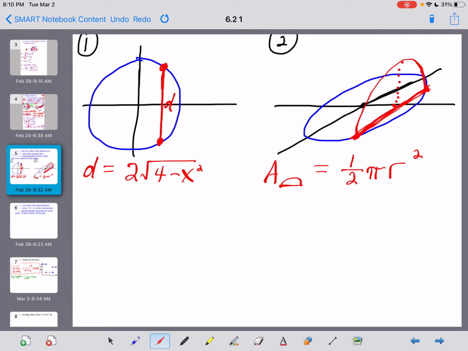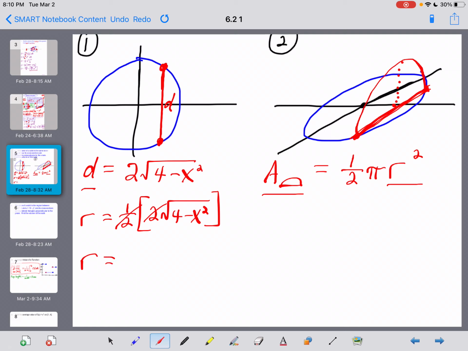Now that right there tells me something important. If I want to know the area of a semicircle, I need to know its radius. And what we have over here is diameter. So if I want to come up with a formula for radius, that is going to be 1/2 multiplied by your diameter, 2 times the square root of 4 minus x squared. And conveniently, what happens here? The 1/2 and the 2 cancel. So your radius is just going to be the square root of 4 minus x squared.